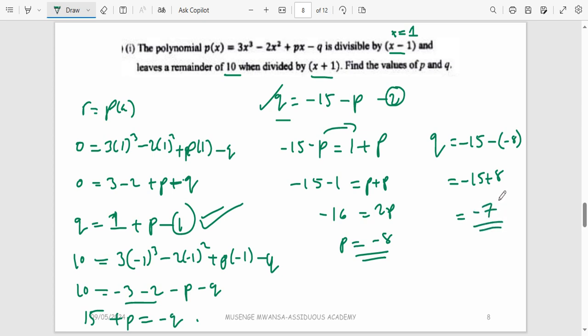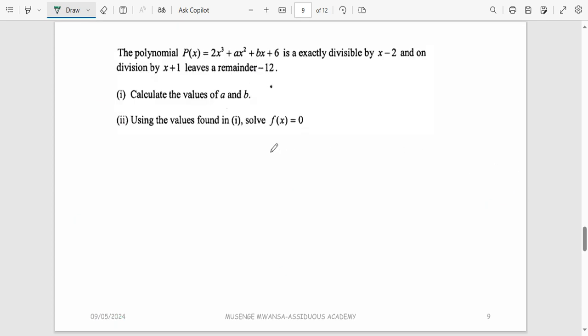Okay, so that is going to be the value for p and for q. For this one, you can try. We've done this, isn't it?